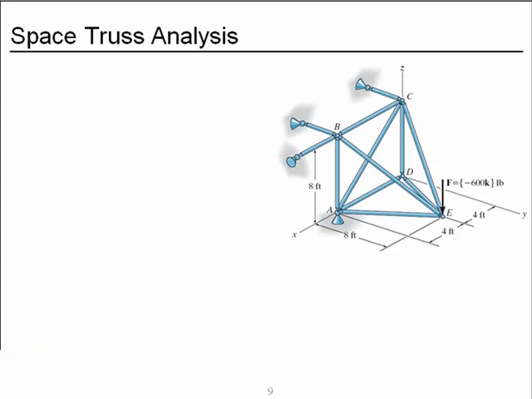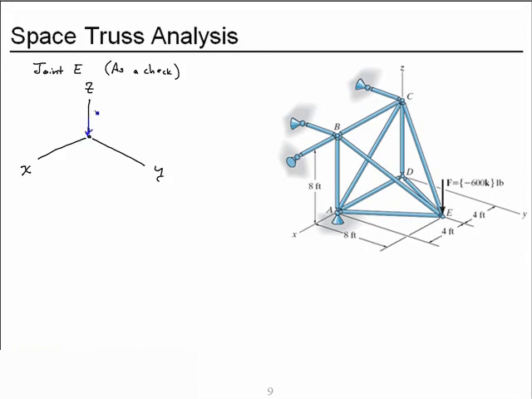We've found all of the unknown member forces, but we've not applied equilibrium to joint E yet. So let's use that as a check of our work so far. So we have joint E, z-axis, y-axis, x-axis.